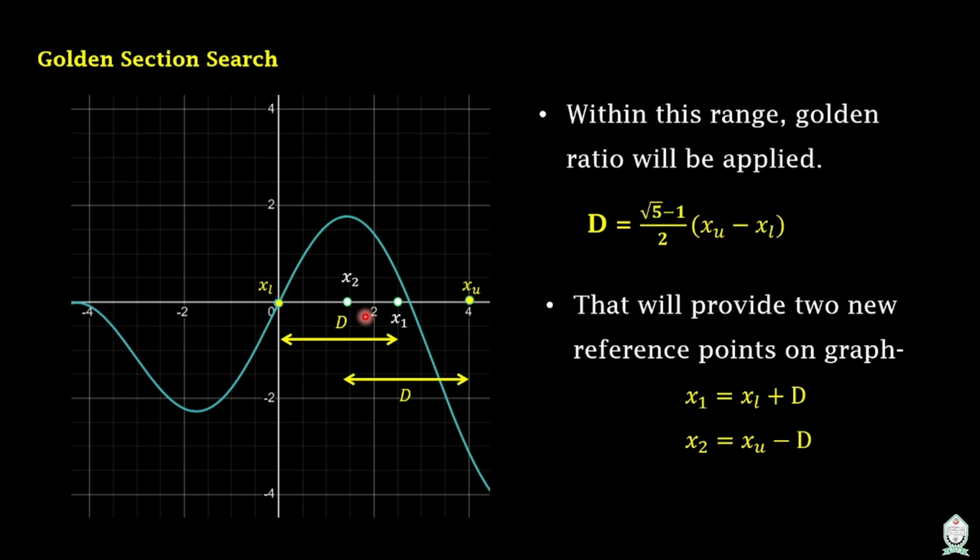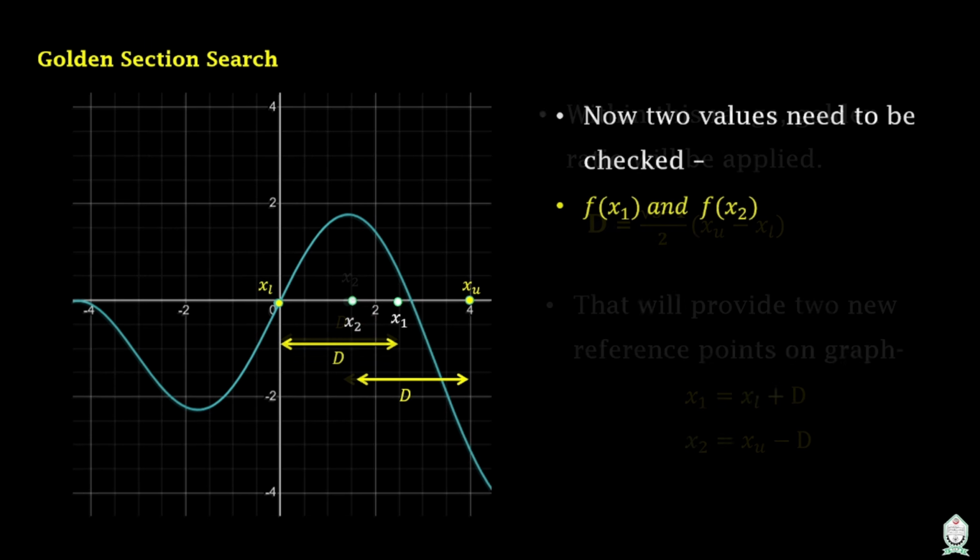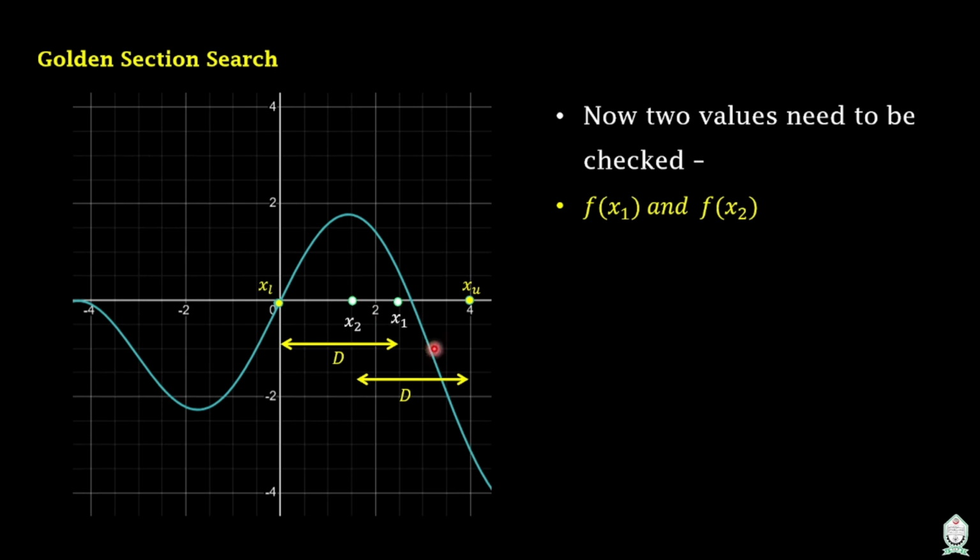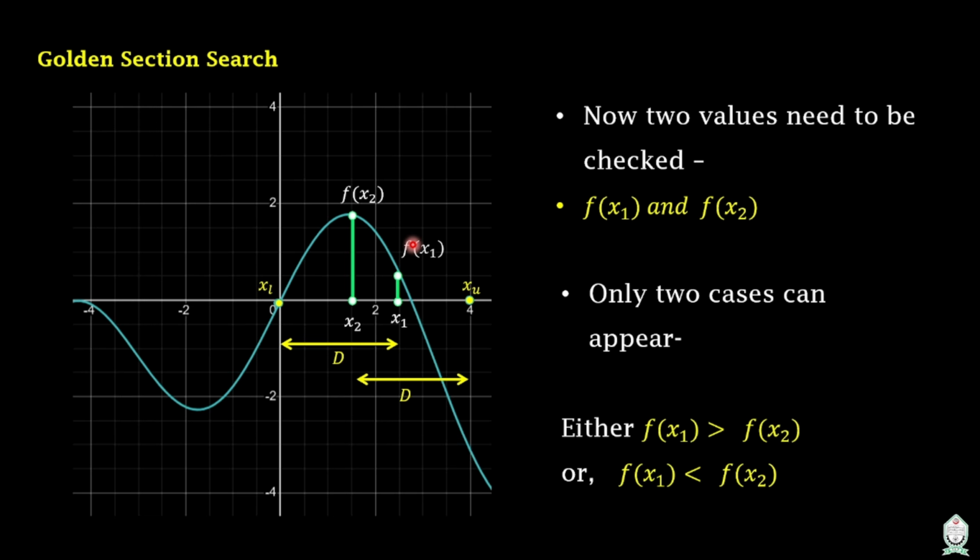Once we have located these two new reference points, we need to check the value of f of x1 and f of x2. This is the implication on the graph paper. Here only two cases can appear. Either f of x1 can be greater than f of x2, or f of x1 can be less than f of x2, or in other words, f of x2 can be greater than f of x1. In this example, f of x2 is greater than f of x1.